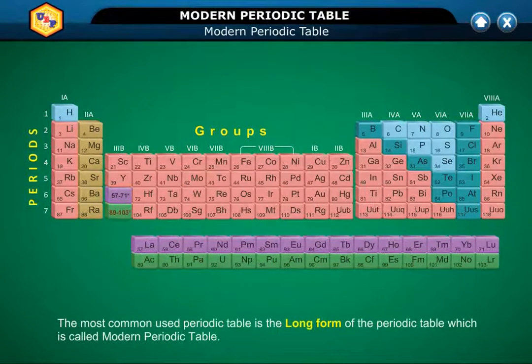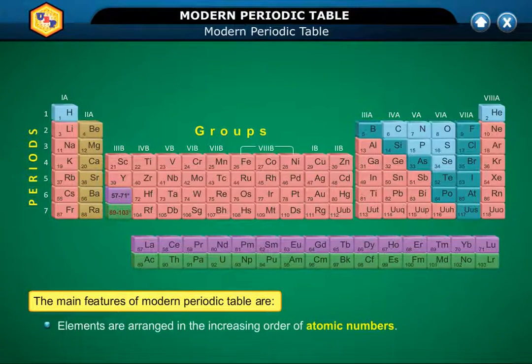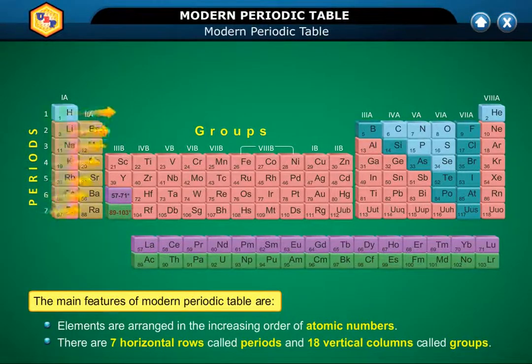The most commonly used periodic table is the long form of the periodic table, which is called the modern periodic table. The main features of the modern periodic table are: elements are arranged in the increasing order of atomic numbers. There are 7 horizontal rows called periods and 18 vertical columns called groups.